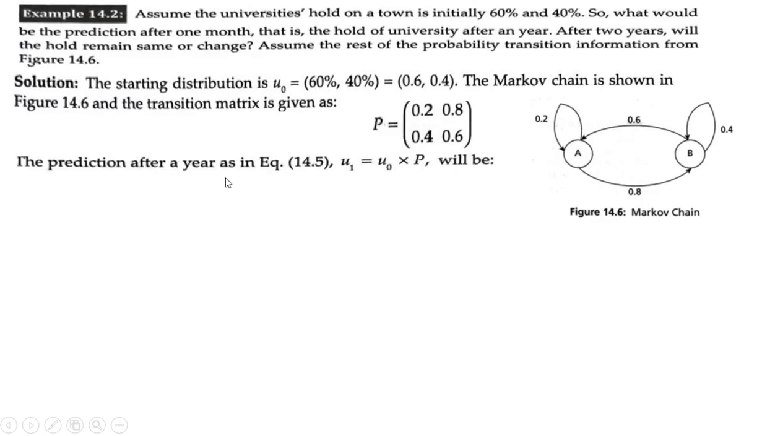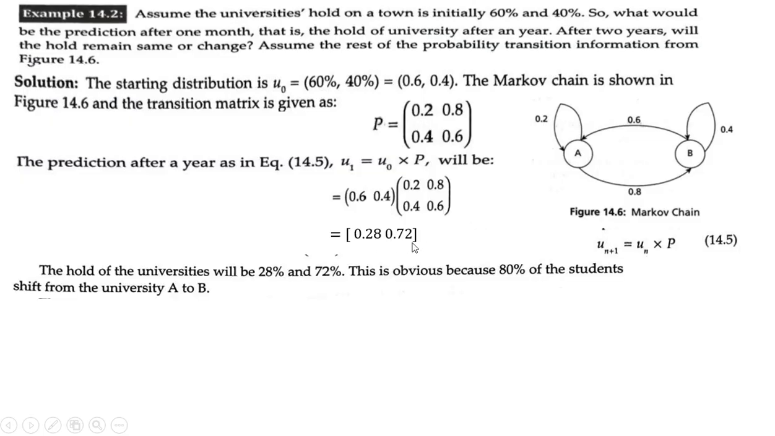What is the prediction? The question is, what is the prediction after 1 year? How many students are going to be in University A, and how many are going to be in University B? The prediction after a year, we write it as U1 = U0 into P, where U0 is the initial distribution and P is the state transition matrix. Based upon the equation we just learned, U0 is 0.6, 0.4, and this is the transition matrix. We multiply these two matrices and get the values 0.28 and 0.72, which means that after the first year, the hold of University A will be 28% and the hold of University B is 72%.